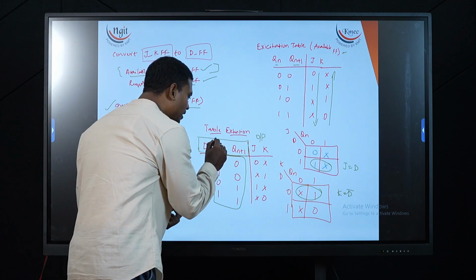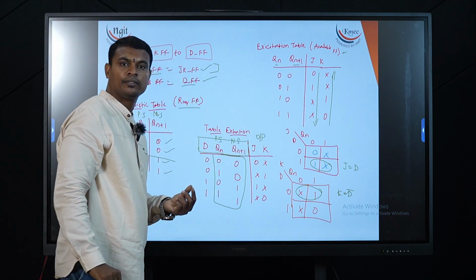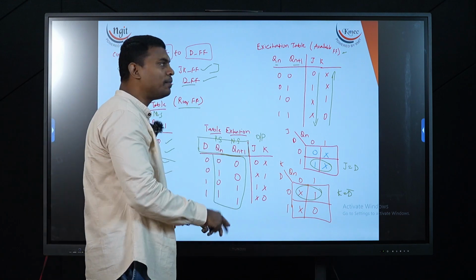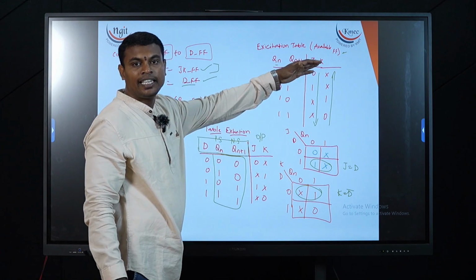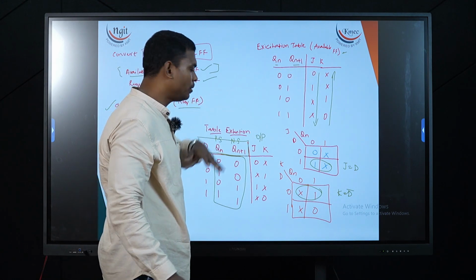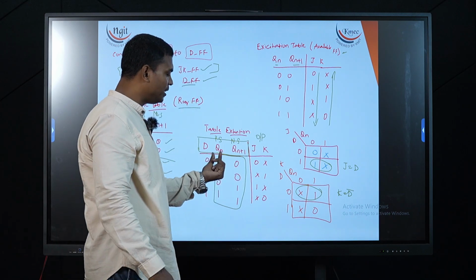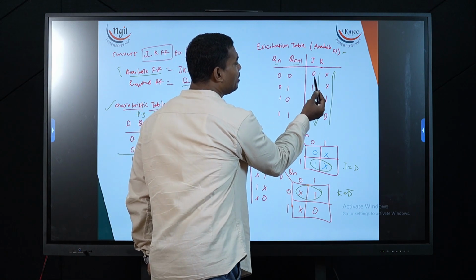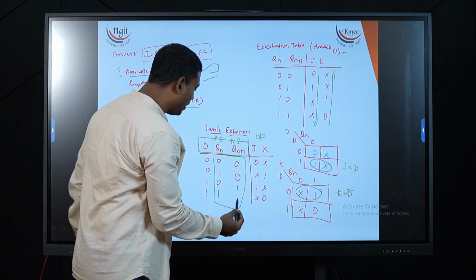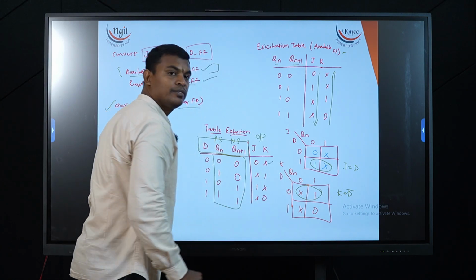Now this is my present state, and this is my next state, right? These two columns I need to observe, and from here I need to get the J and K values from my excitation table. If you observe 0 0, Qn and Qn plus 1, that is present state and next state 0 and 0, it gives me 0 and don't care. So I am writing 0 and don't care. My first value I have obtained, right?